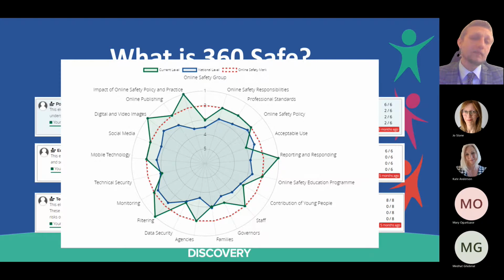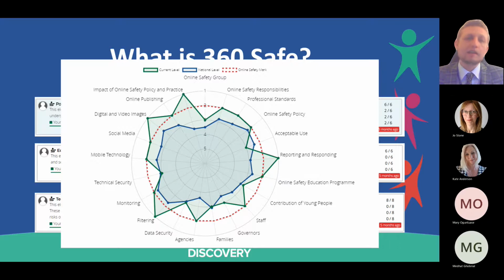It looks at families. So what are you providing for your families? I think everyone's very clear that we need everyone pulled together when it comes to online safety and safeguarding. So what are you sending out to them? Are you giving them guides, newsletters? What does your website look like? And it covers all those aspects. It also looks at your governors, what their role is and how effective they are within your school.